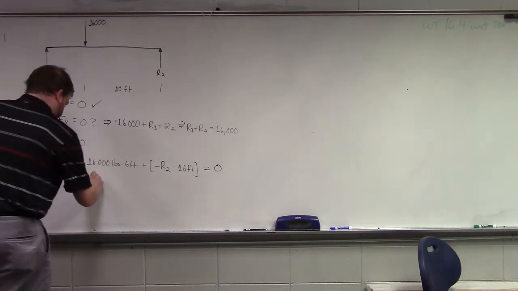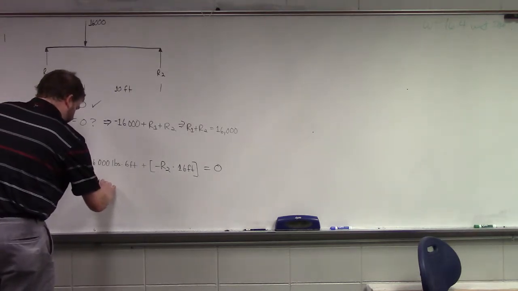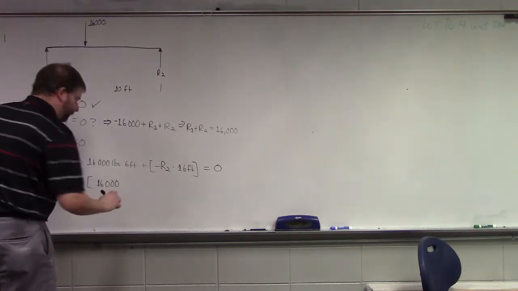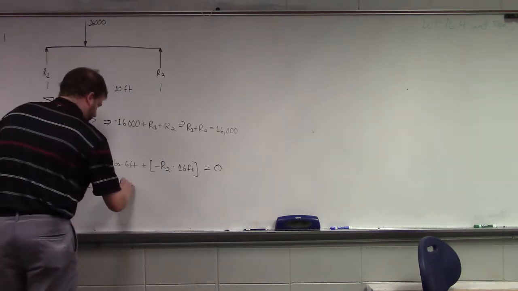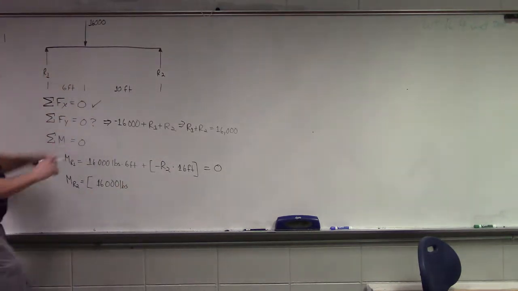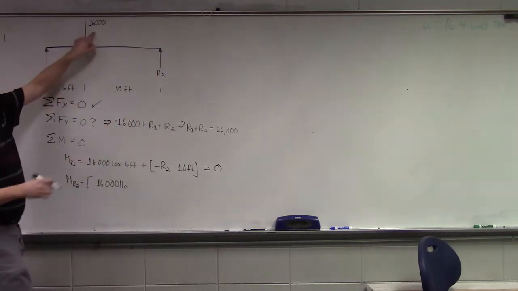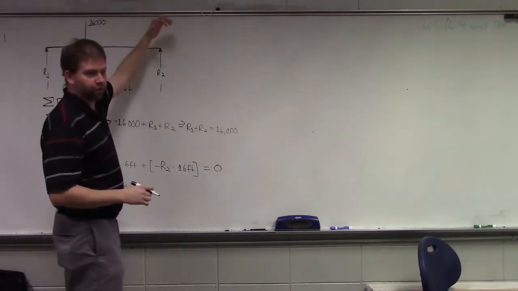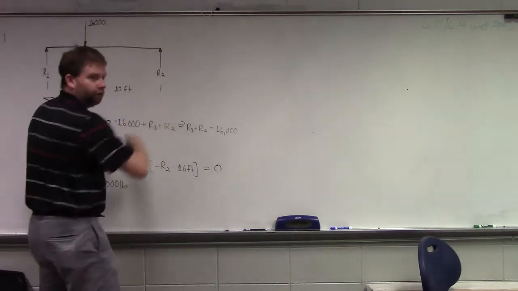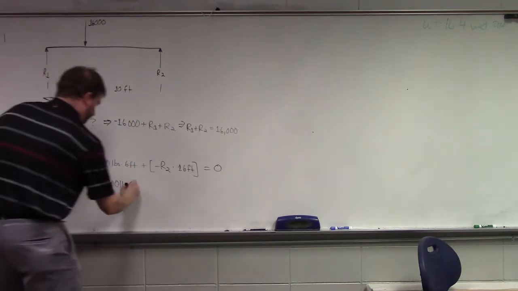16,000 times 10. Negative R1. So I was just looking at it wrong and doing it backwards. Careful. Or R1 times. If we're looking at R2, how is this trying to rotate? Is it trying to grab and rotate this way? Negative. Or is it going counterclockwise, right? Negative.